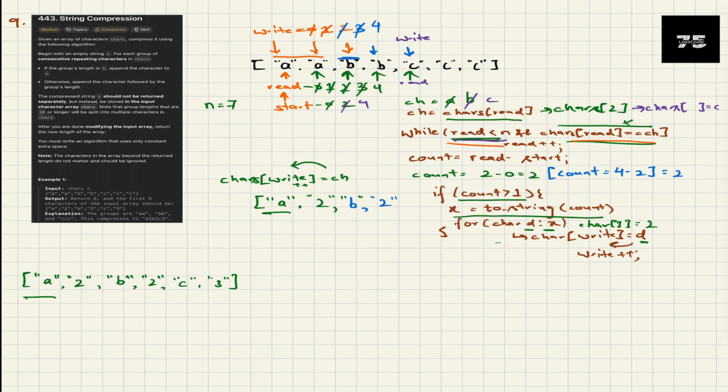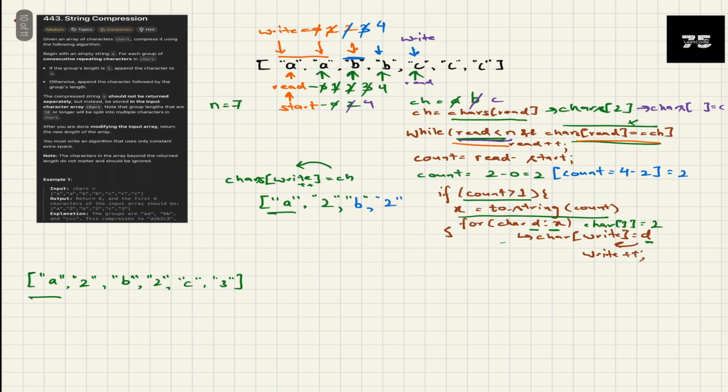Is my read less than n? Yes, it is, because it is 4. And now my chars at read is c. Yes, so I'm going to do read plus plus. This is going to become 5, and my read is pointing over here. Again, my read is less than n. n is nothing but 7. Yes, 5 is less than 7. Again, the character I'm reading is equal to c, so I'm going to do read plus plus.